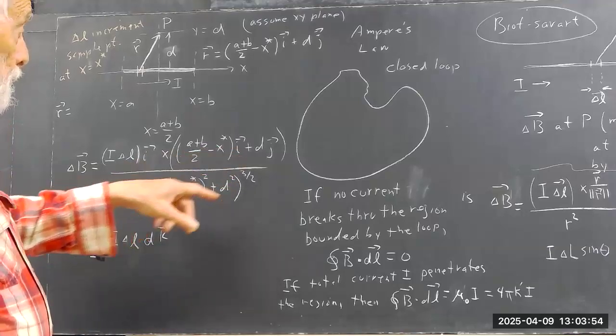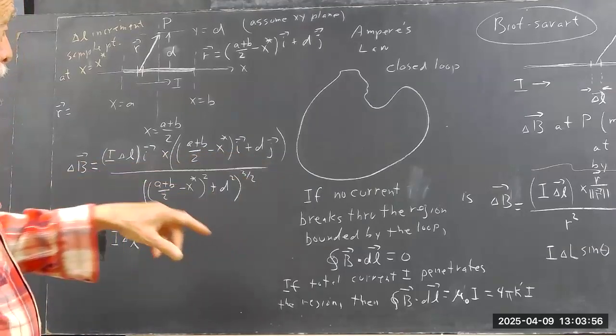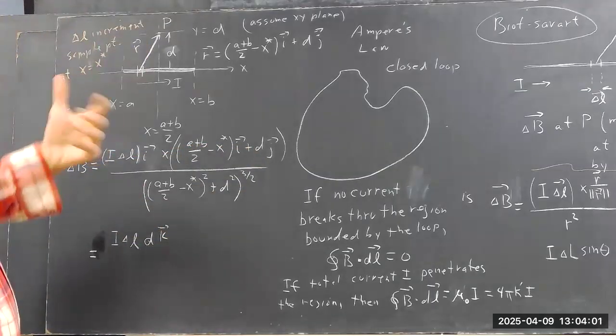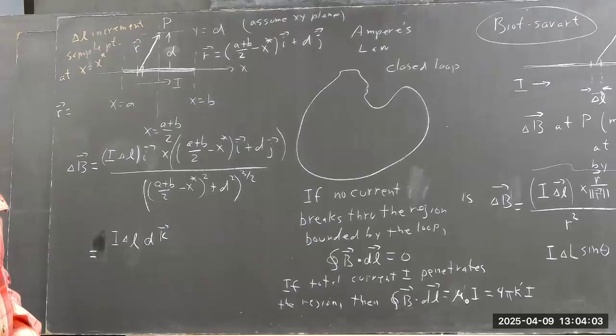Again, I cross I we know to be 0. I cross J is K. So we just do I delta L times D. And now we've got the direction. It's going to be in the K direction.